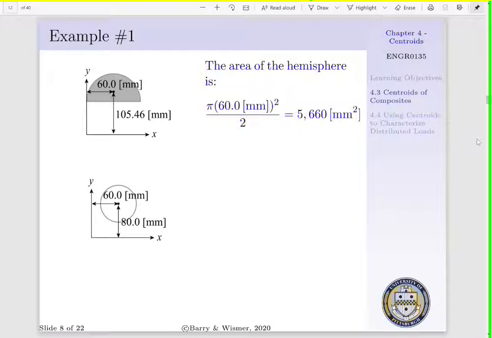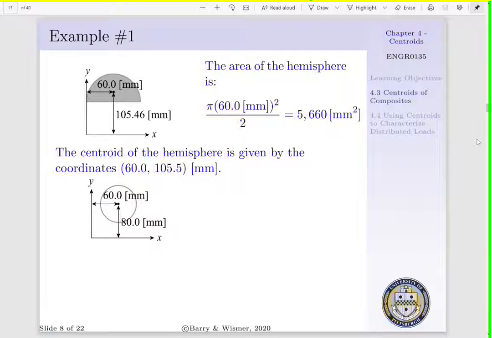Now the area of a hemisphere is pi r squared divided by 2. The radius is 60 millimeters, and thus we have an area of 5,660 millimeters squared. Now, we note that the centroid of a hemisphere is 4r divided by 3 pi. This would give us 25.5 millimeters, and we have to add this to our height, i.e. that our hemisphere is 80 millimeters starting above our x-axis. Thus, our y bar location would be 105.5 millimeters, whereas our x bar is just 1/2 of our width, i.e. 60 millimeters.